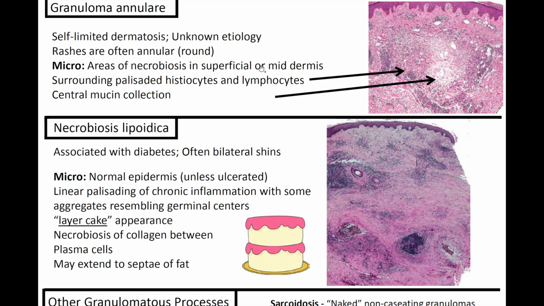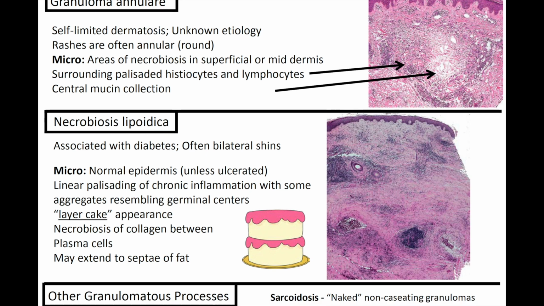All right, next up we have granuloma annulare. This is a self-limited dermatosis of unknown etiology. Rashes are often annular or round, and then microscopically you're going to have areas of necrobiosis in the superficial or mid-dermis with surrounding palisaded histiocytes and lymphocytes with a central mucin collection. So granuloma annulare, or as Dr. Gardner referred to it, the blue granuloma, versus the rheumatoid nodule, which is classically a red granuloma.